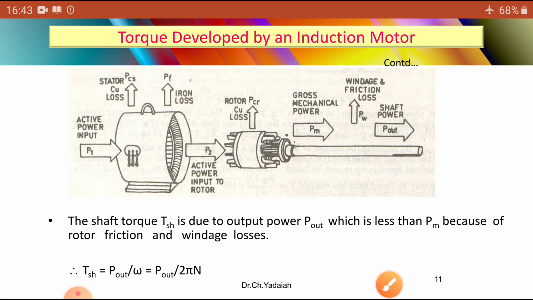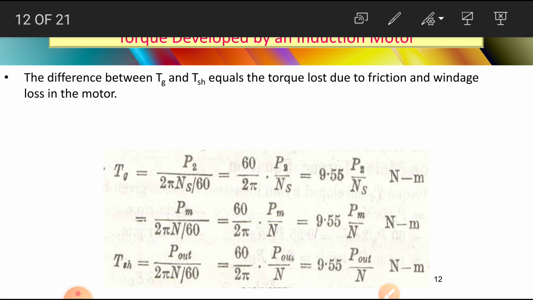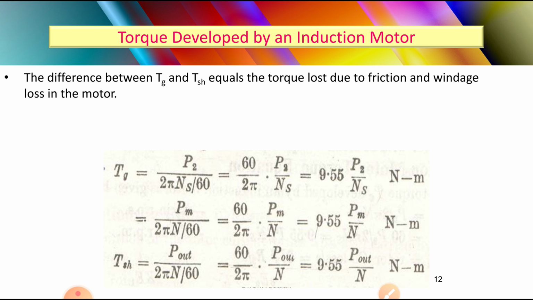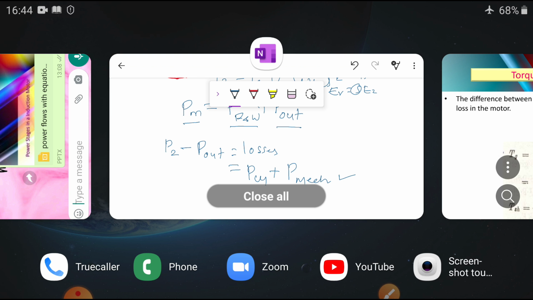Now let us see the equations. The difference between the TG and TSH, the gross torque and shaft torque, equals the torque lost due to the friction and windage loss in the motor. In the above expression, N and NS are in RPS, revolutions per second. However, if they are in RPM, just divide by 60. From the above expression we can get the motor torque. So what is the TG? The gross torque developed here, we will see.